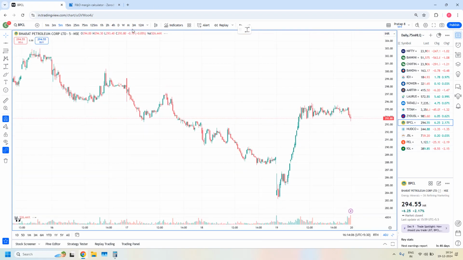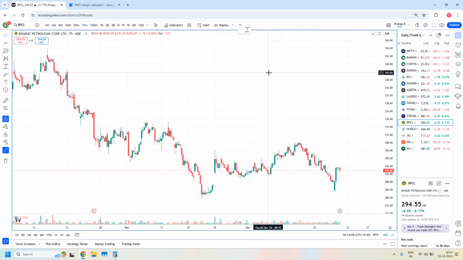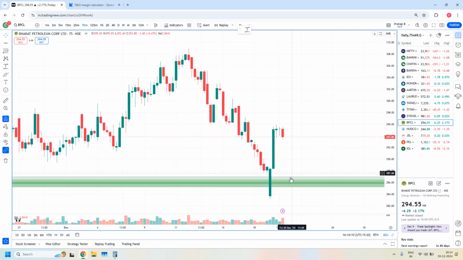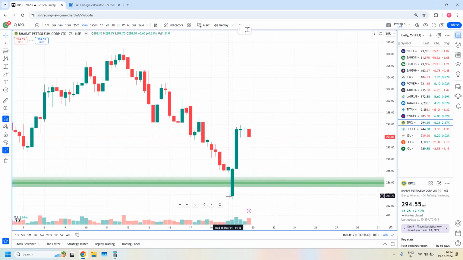Next one is BPCL. This is a 75-minute zone. See how the market opened. The market itself opened below this zone.